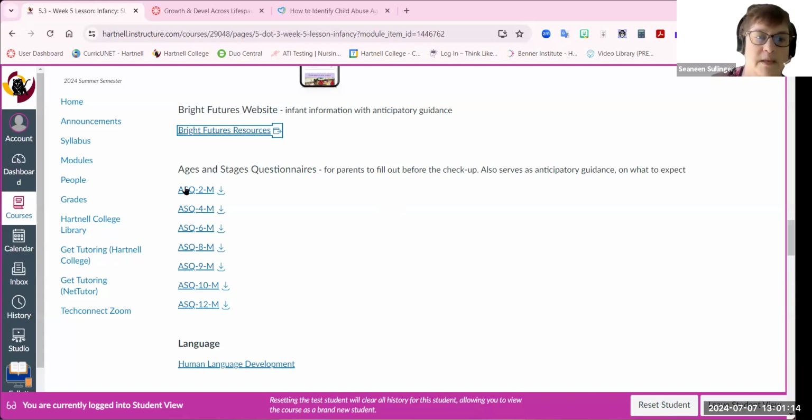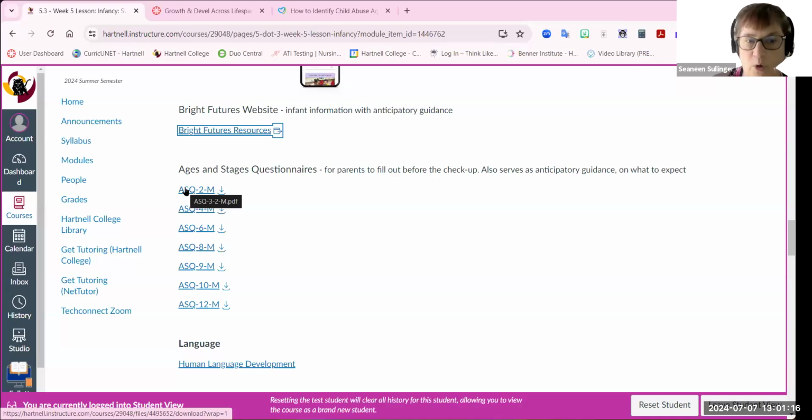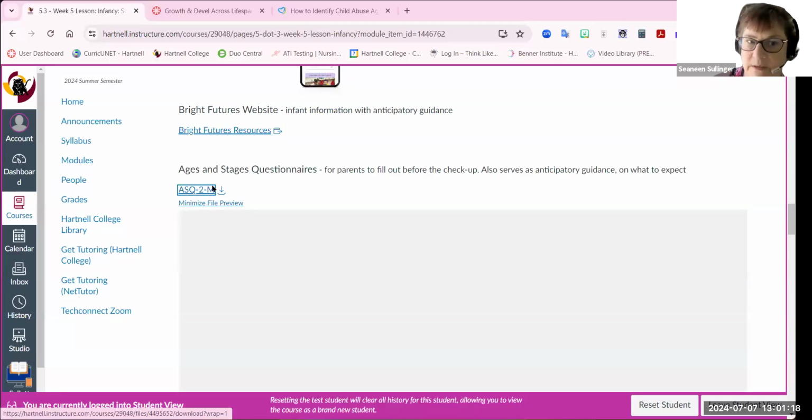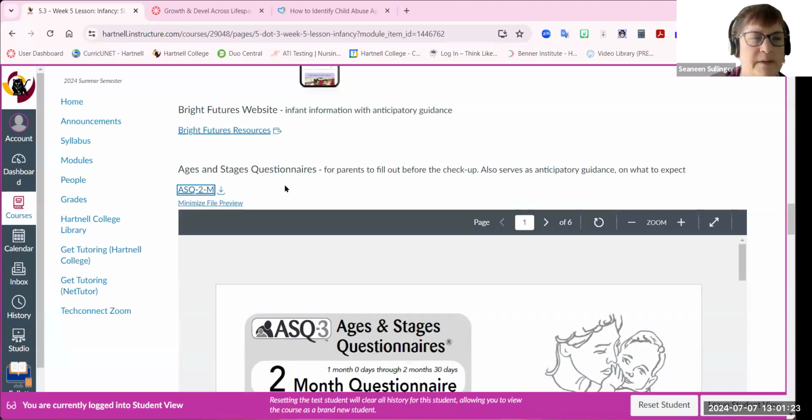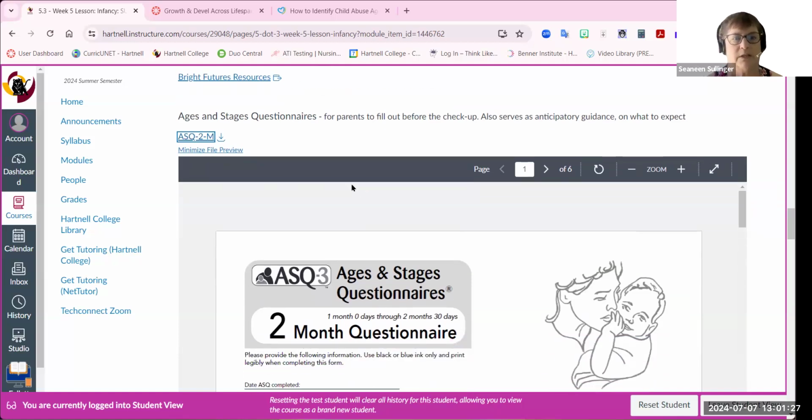But what the provider will probably have you do could be the Ages and Stages, ASQ, and I may have to update that because I think we're on the ASQ3 now. So I'll go back and take a look at that. Oh, yes, I did. It says ASQ2, but it's the ASQ3. I thought I updated that.